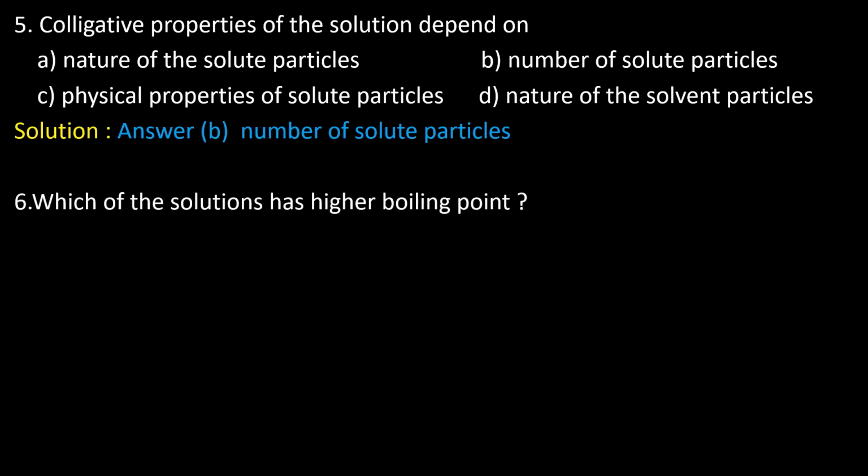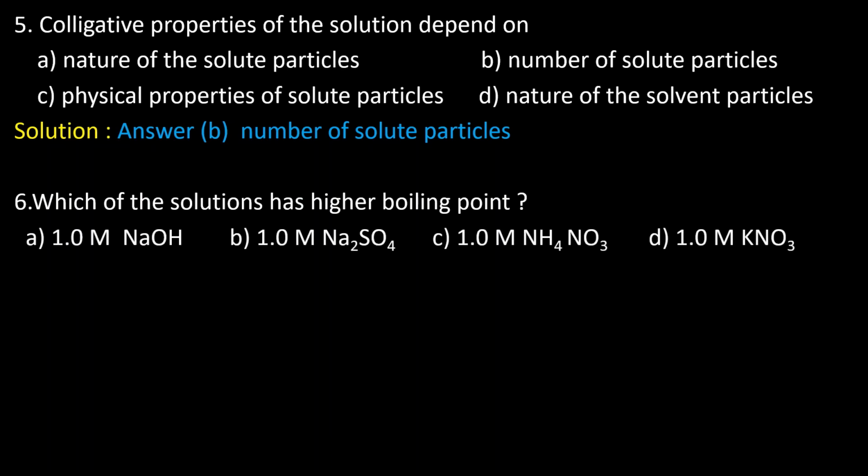Now we shall take question number 6. Which of the solutions has a higher boiling point? A. 1m NaOH, B. 1m Na2SO4, C. 1m NH4NO3, D. 1m KNO3. Dear friends, in the given options, all the solutions are having the same concentration, that is 1m or 1 molarity.